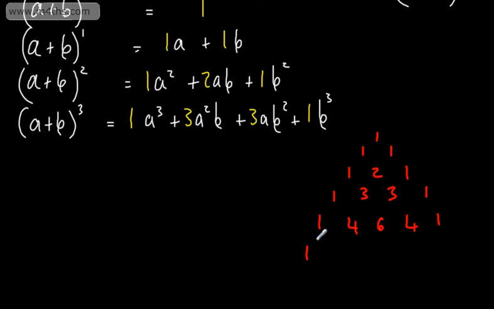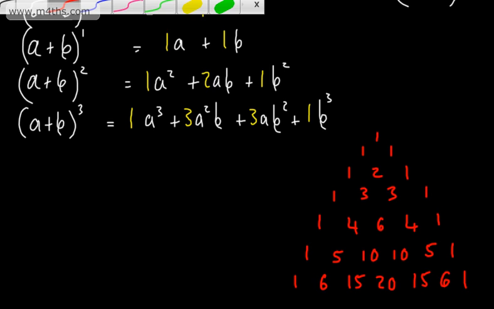If I do the next one, we're going to have 1, then we're going to have 5, we're going to have 10, we're going to have 10, we're going to have 5, and we're going to have 1. The next line, we're going to have 6, we're going to have 15, we're going to have 20, we're going to have 15, we're going to have 6, and we're going to have 1.